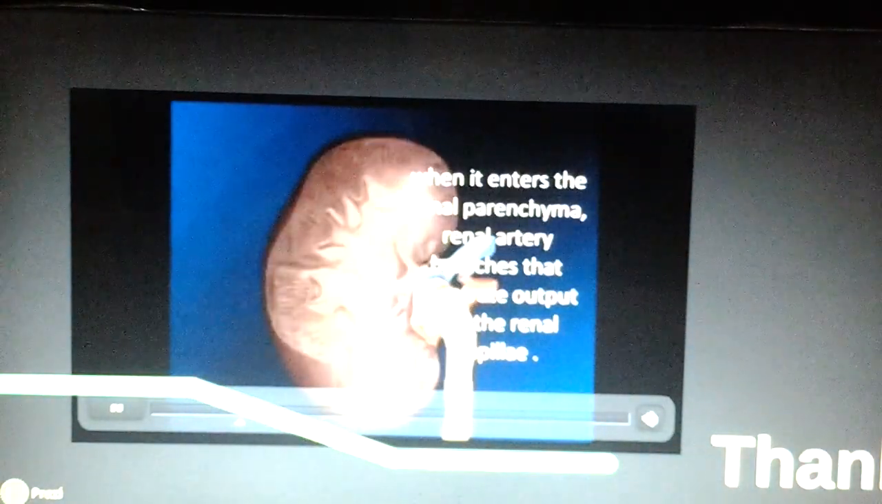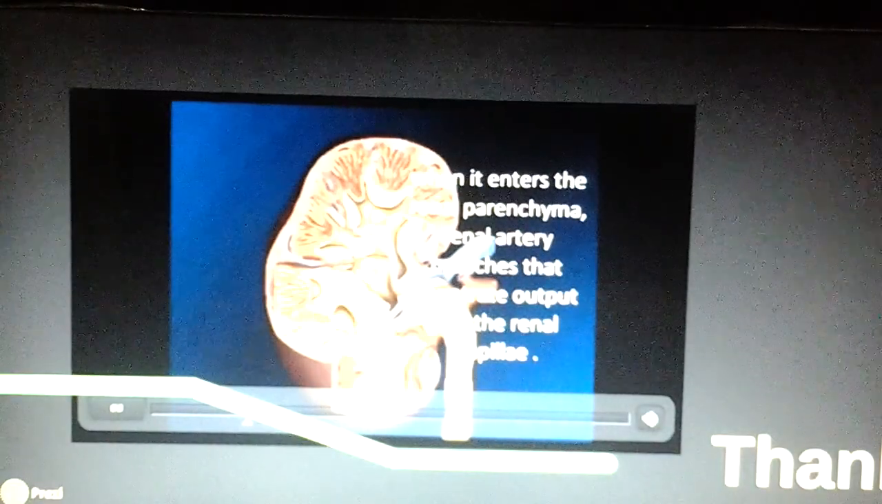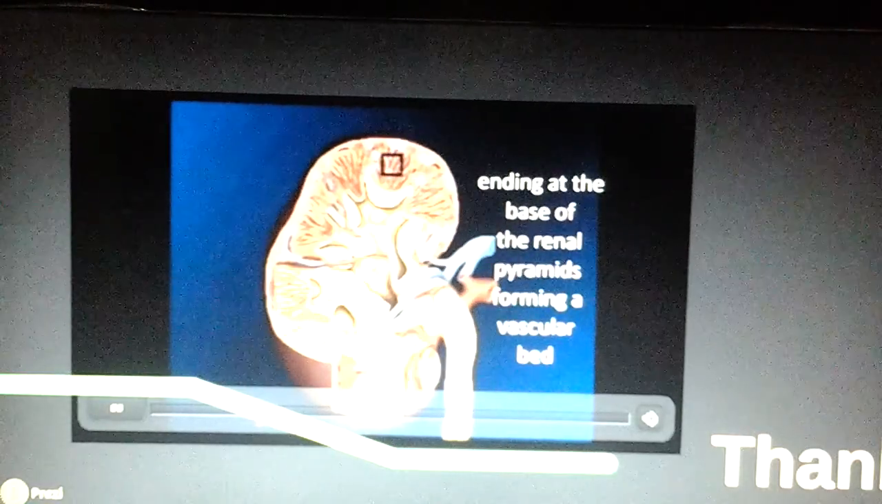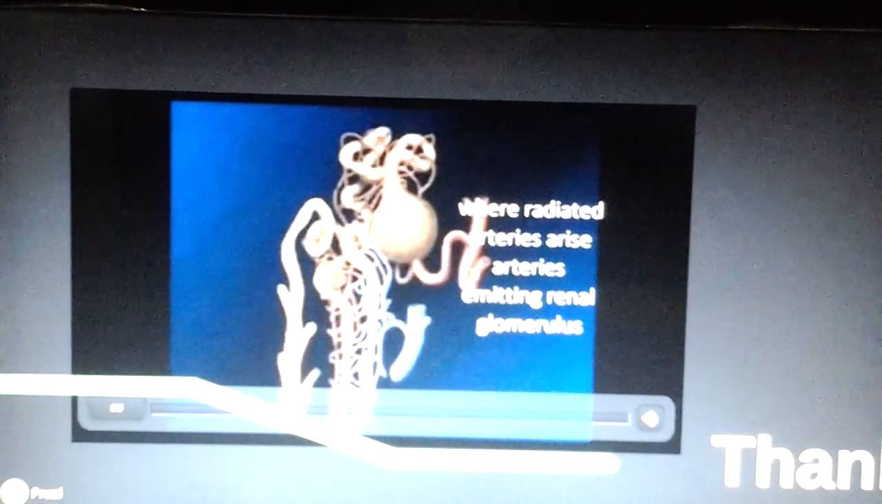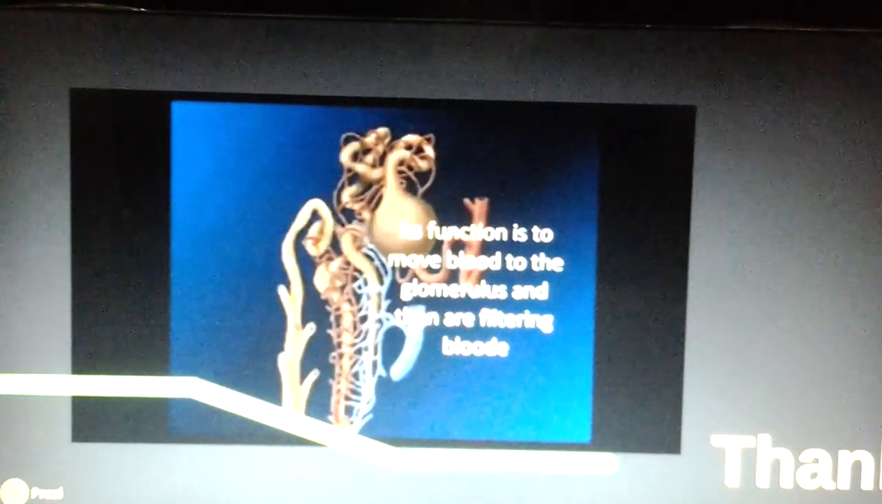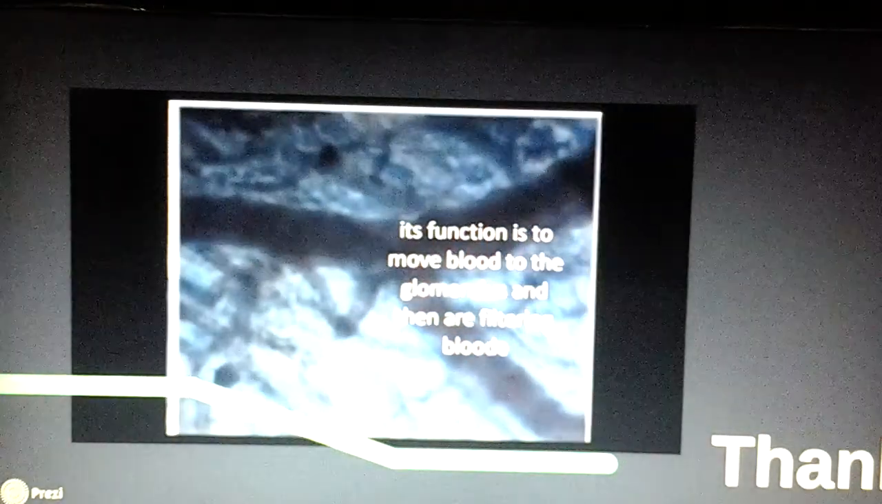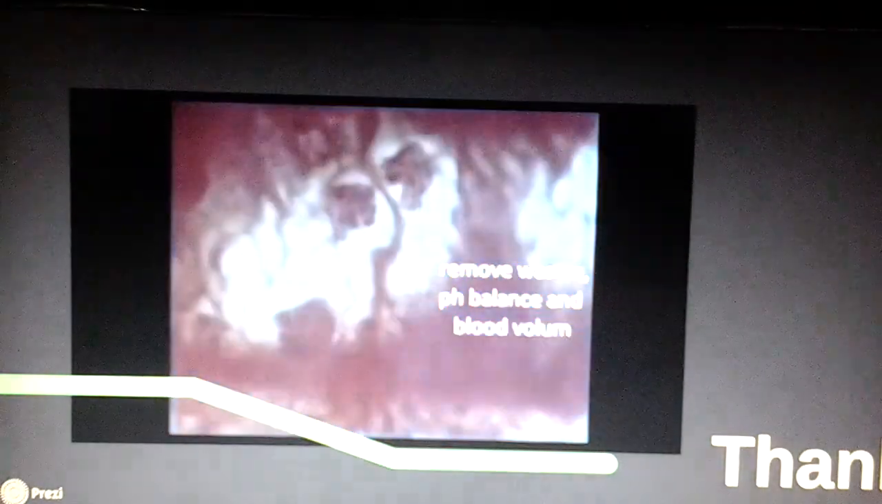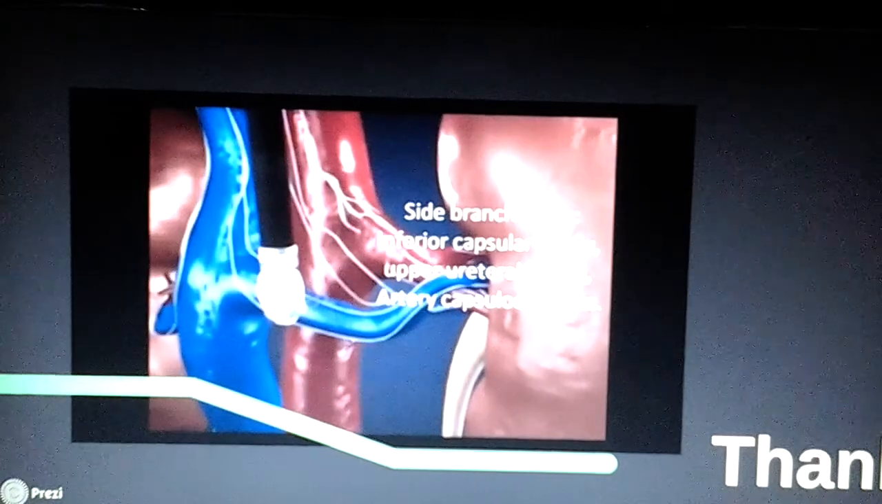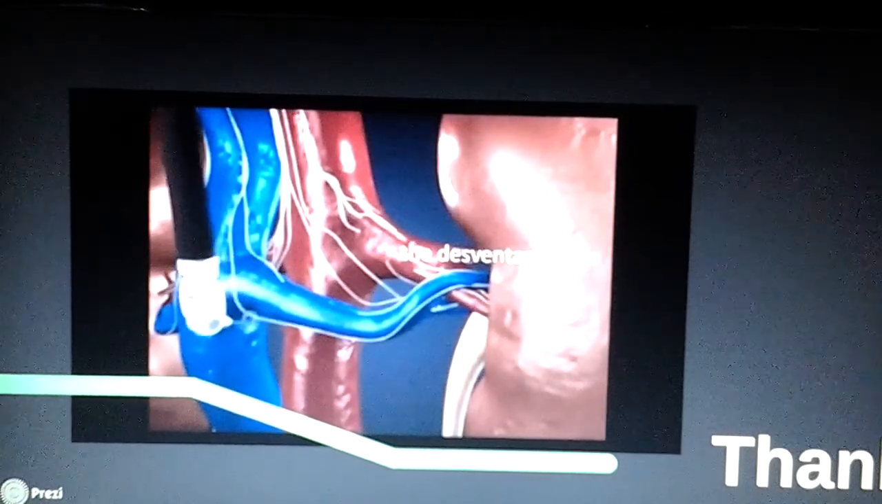When it enters the renal parenchyma, the renal artery branches penetrate outward through the renal papilla, ending at the bases of the renal pyramids, forming a vascular bed. Afferent arterioles arise, leading to the renal glomerulus. Its function is to move blood through the glomerulus and then filter the blood, regulating pH balance and fluid volume. Side branches are the inferior capsular artery and upper ureteral artery.